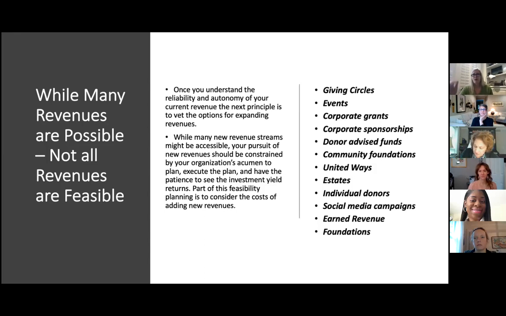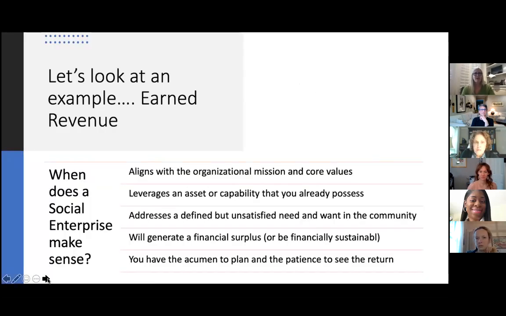So there's a lot of things you can do. We've talked about a few of them, but not all of them are feasible or something that you want to get into, because it's invariably going to distract you from doing things that you want to do otherwise. So, let's look at an example of where diversity is not necessarily the best thing. Earned revenue. A lot of folks think earned revenue is the holy grail, and it can be a really great thing, social enterprise or earned revenue, right? And those two things are not the same either.